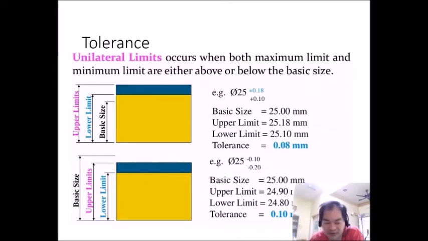So how about the bottom figure? The lower limit and upper limit are below the basic size. So how do we write this? Similarly, 25, with the tolerance for the upper limit written in superscript as negative 0.10 and the lower limit in subscript as negative 0.20. So the upper limit will become 24.90 and the lower limit will become 24.80. The tolerance is the difference, so it will be 0.10 mm.